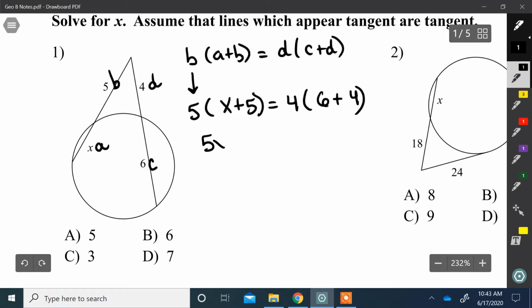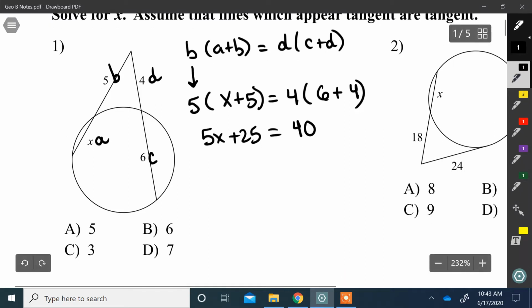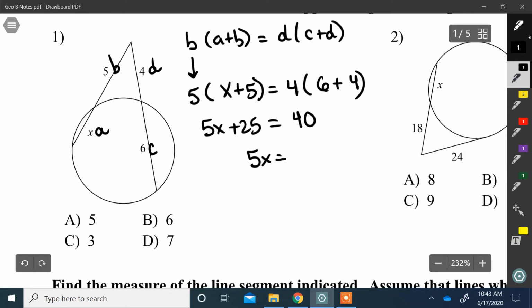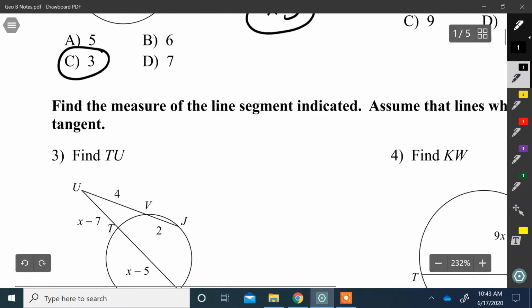So we got 5x plus 25 is equal to 6 plus 4 is 10, times 4 is 40. Subtract 25 on both sides, you get 15. That means that x is equal to 3. And that is your answer for number 1. All right, let's keep going, guys.